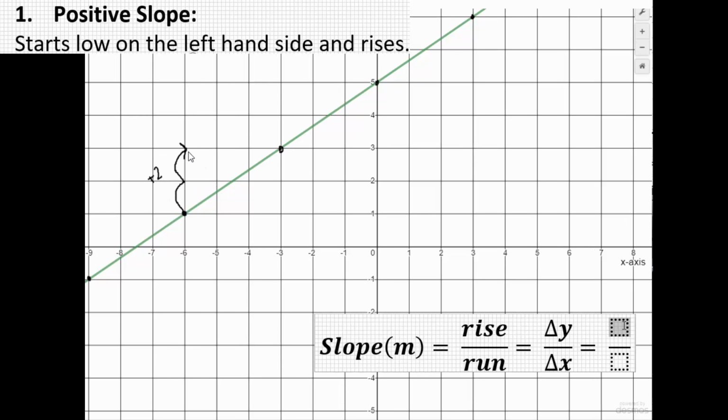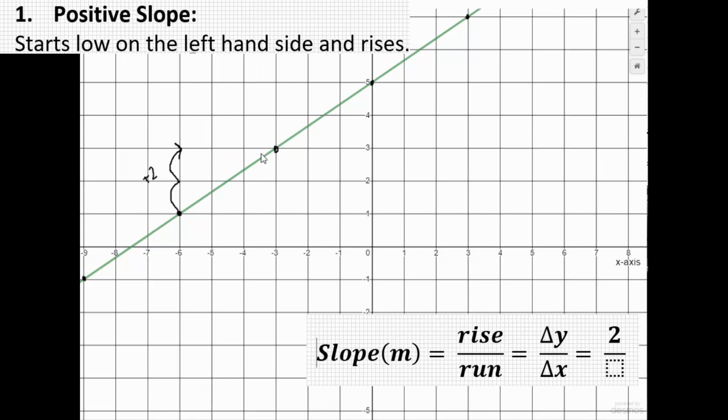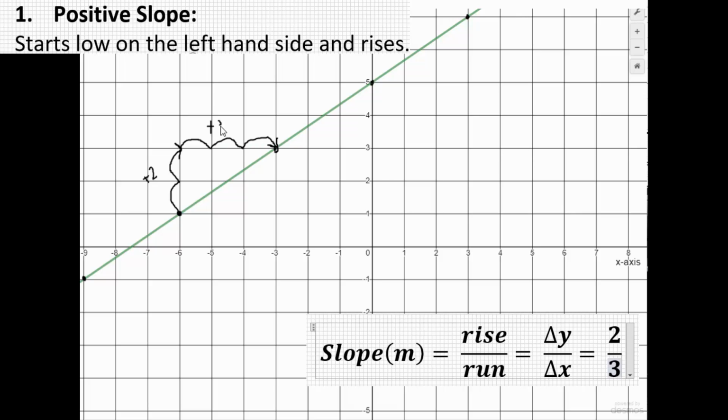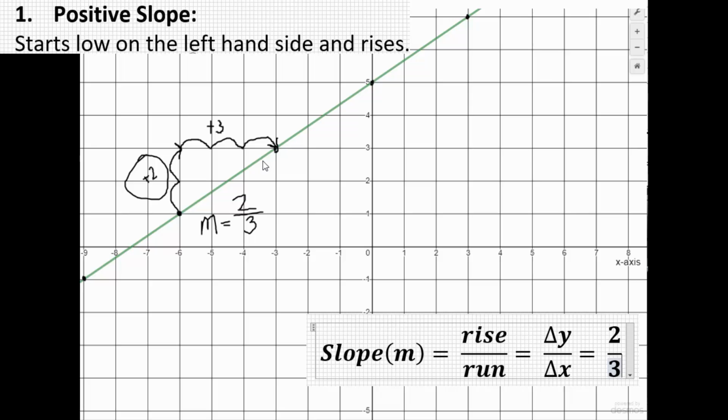And then for the run, the change in x, that's parallel to the x-axis, I notice that it goes 1, 2, 3, 3 points over. So we could check and see, does that hold true between the next 2 points, between -3, 3 and 0, 5. So let's test that out as well. It has to be in order to make it a straight line.